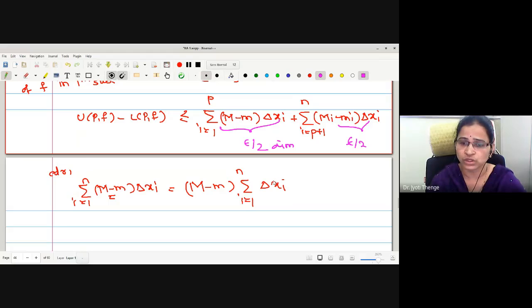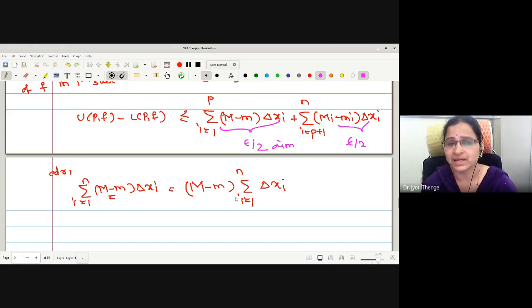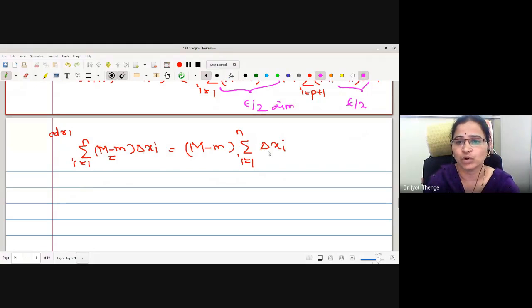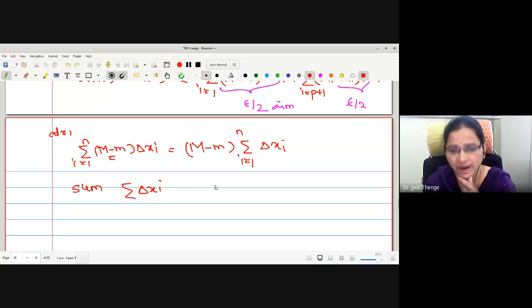Therefore, in order to show this term is less than epsilon by 2, one can adjust the length of the first p subintervals containing p points of discontinuity to be less than... What do I want to adjust? I want to adjust this term to be less than epsilon by 2. Therefore, the sum of delta xi can be adjusted to be less than epsilon upon 2 times M minus m. Is it okay to everyone?